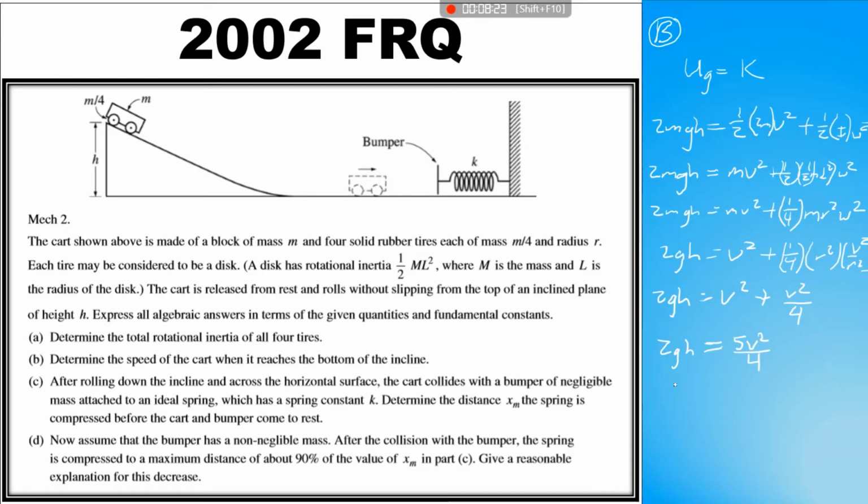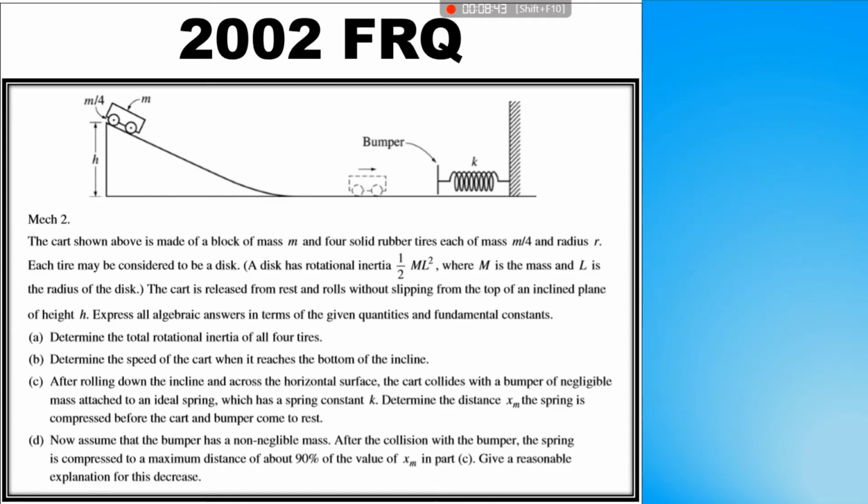So V is the square root of 8gh over 5. Okay, cool. We didn't have any units given to us, so I'm just going to leave it like that. Okay, and then part C.